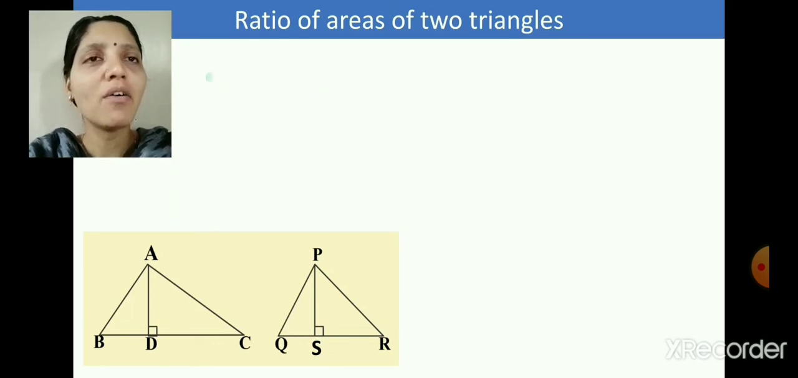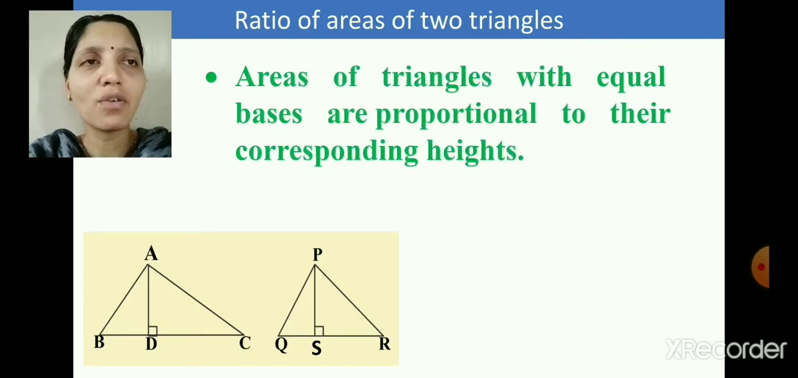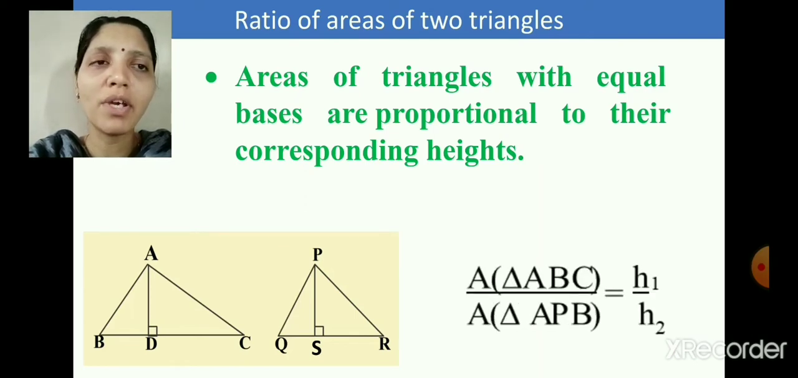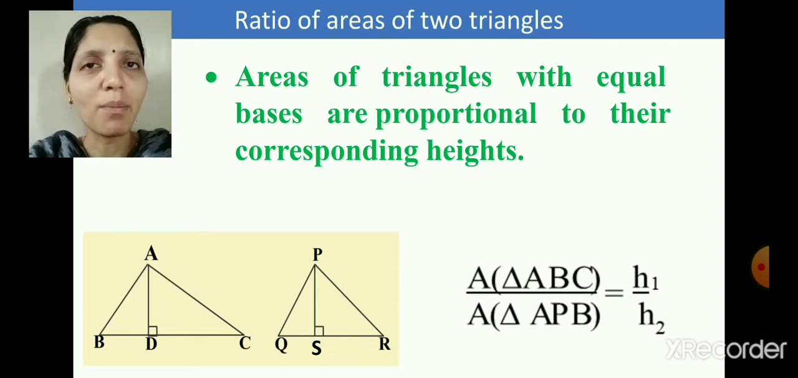Similarly, you are going to find the areas of triangles with equal bases, and they are proportional to their corresponding heights. When the bases are equal, you have to see the height of these two triangles. So your formula becomes area of triangle ABC upon area of triangle APB is equal to H1 upon H2. Now based on these, questions can be asked.